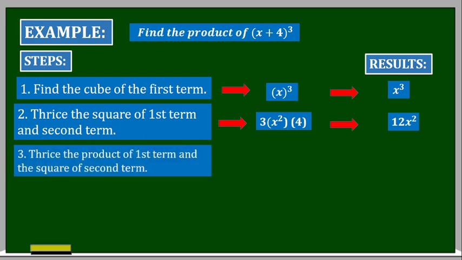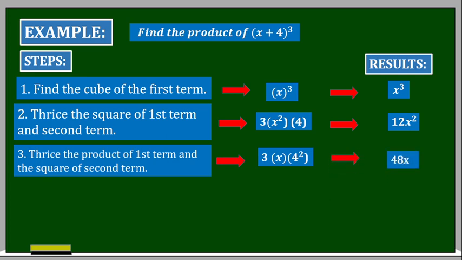Next, for number 3 step, thrice the product of the first term and the square of the second term. Kanina, dun sa step number 2 natin, ang in-square natin ay yung first term. This time, ang i-square natin sa step number 3, yung second term. But, again, you multiply it by 3. So, magiging ganito ang kanyang itsura. 3 times x times 4 squared. 4 squared is the same as 16. So, 16 times 3 is how many? 48x. Okay?